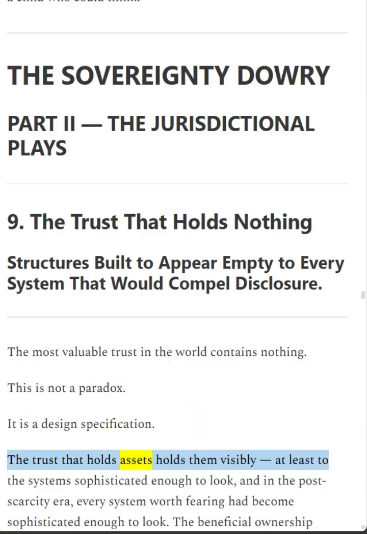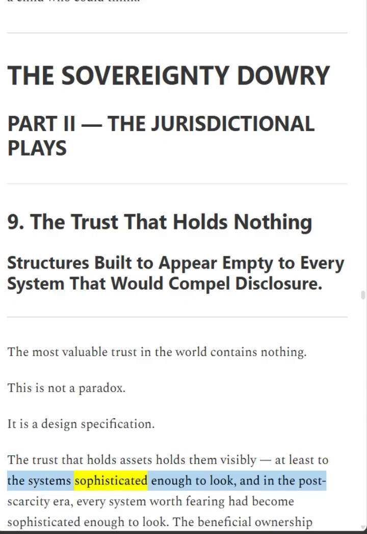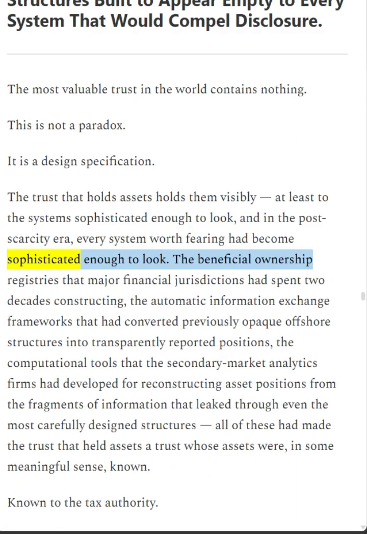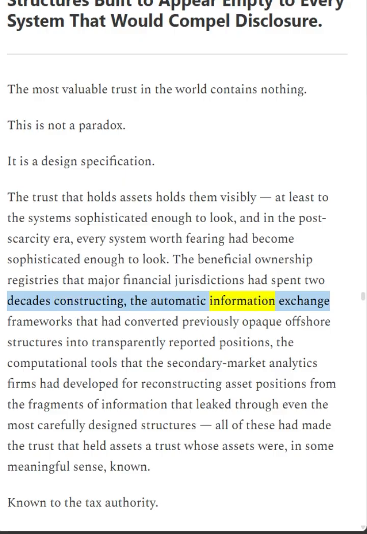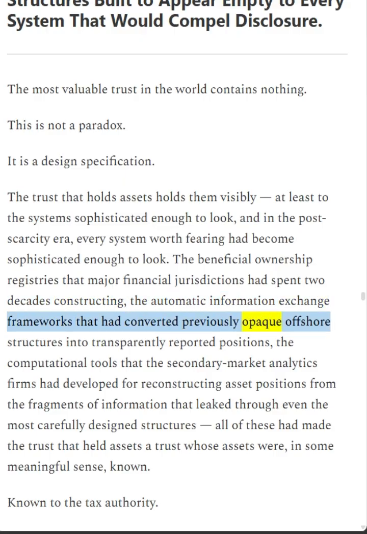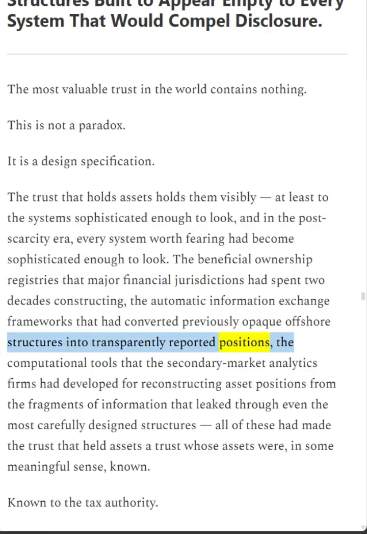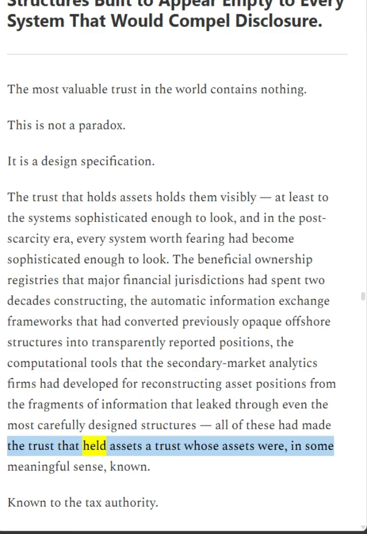The trust that holds assets holds them visibly, at least to the system sophisticated enough to look, and in the post-scarcity era, every system worth fearing had become sophisticated enough to look. The beneficial ownership registries that major financial jurisdictions had spent 2 decades constructing, the automatic information exchange frameworks that had converted previously opaque offshore structures into transparently reported positions, the computational tools that the secondary market analytics firms had developed for reconstructing asset positions from the fragments of information that leaked through even the most carefully designed structures.